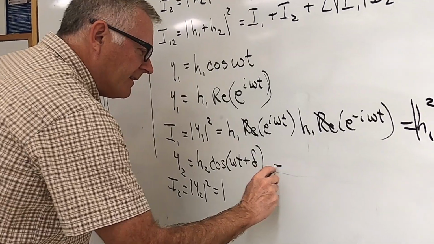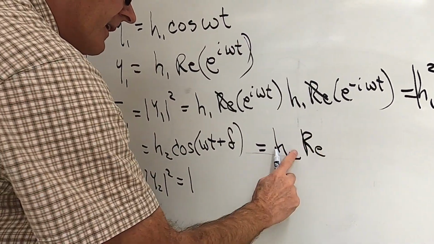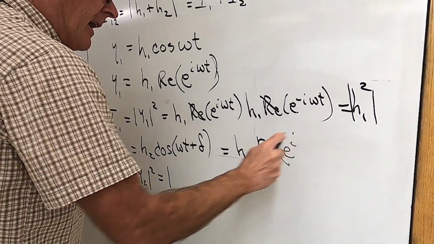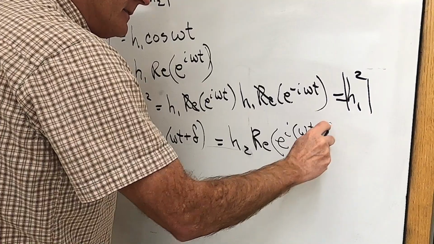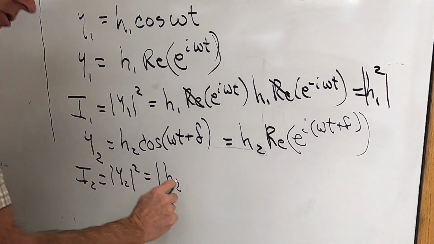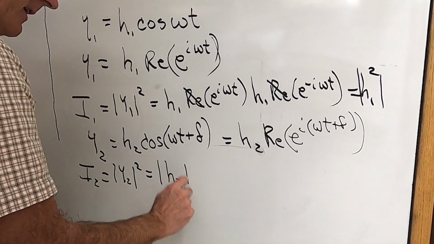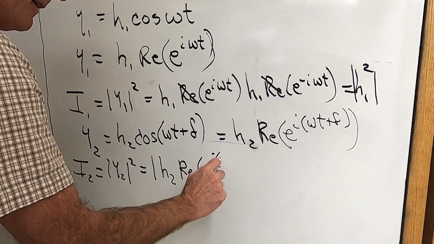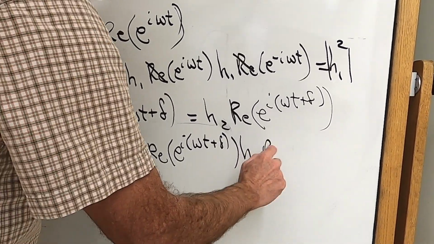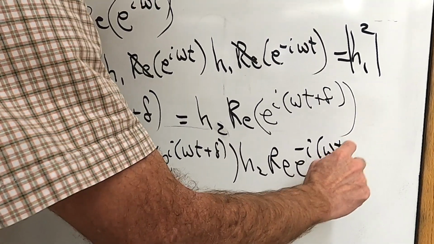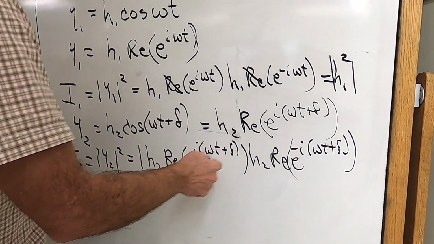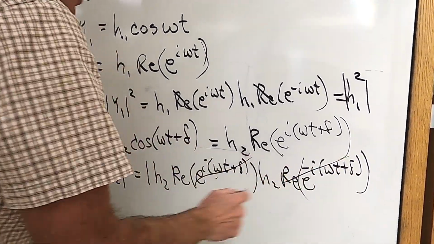Remember, we can also write this as h2 times the real part of, what was it now? It's going to be e to the i omega t plus delta. Okay, so now when I multiply this times its complex conjugate, you're going to get h2 times the real part of e to the i omega t plus delta times another h2 times the real part of e to the minus i omega t plus delta. Okay, and now when we multiply these through, you add their exponents, they just cancel out. So this is gone with that, and you get h2 squared.